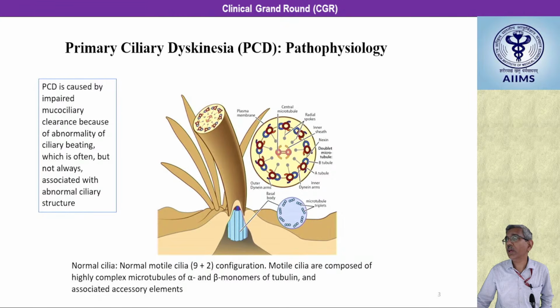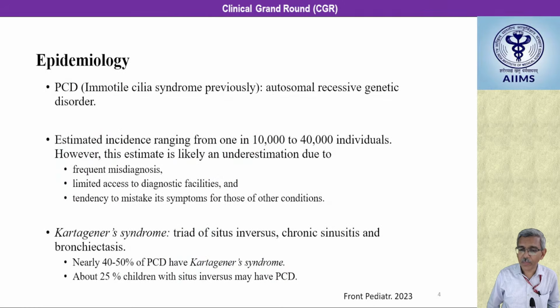This figure shows the classical 9+2 configuration of the motile cilia, and these are highly complex microtubules of alpha and beta monomers of tubulin and associated accessory elements. So either we could look at the structure, but structural abnormality is not what always qualifies as ciliary dyskinesia, and the other component is if we could look at the function, the ciliary beating, and try to objectively identify an abnormality.